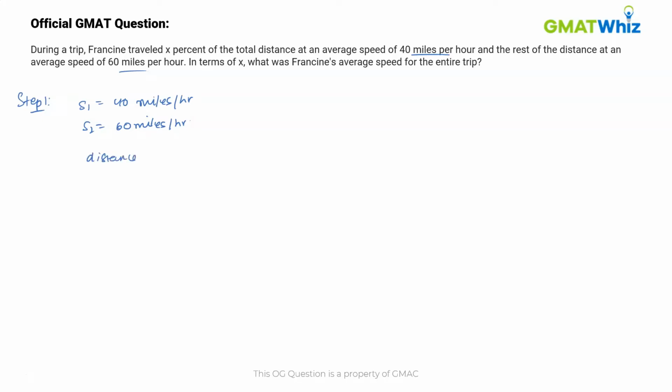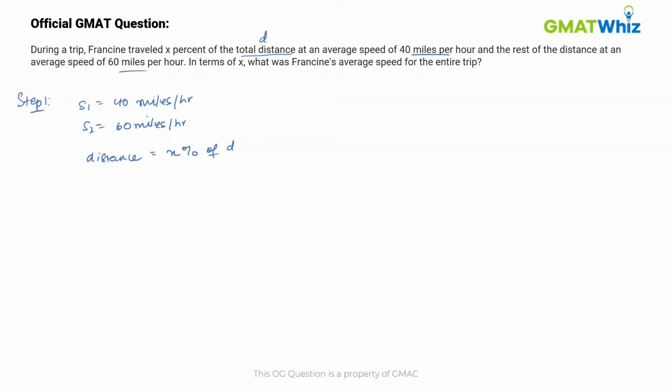Now we are given that the total distance that he covered in the first part of the journey was X% of the total distance. Now since we don't have any variable here for the total distance, let's take the total distance to be equal to d. That means that the distance that he covers in the first part of the journey is equal to X% of d.